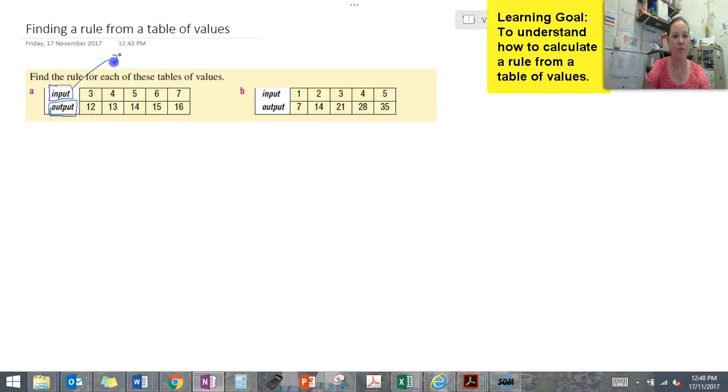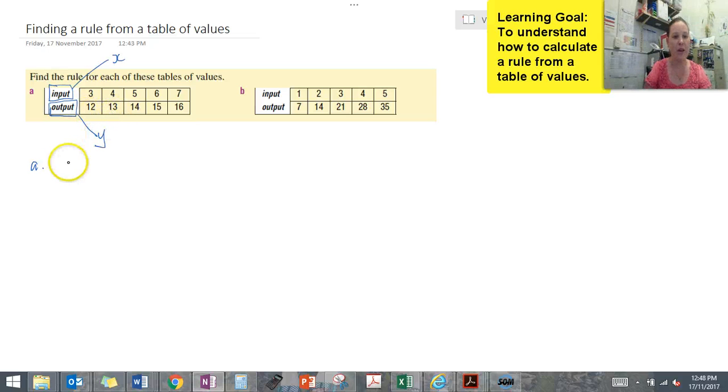Sometimes in a table this might be called X, and this might be called Y, or a range of other letters. It doesn't really matter which ones that we use. But it's the input, that's the bit we're putting into our rule, and then our output, that's the answer that we're getting from our rule. So for our first one here, we have an input of 3 and then an output of 12.